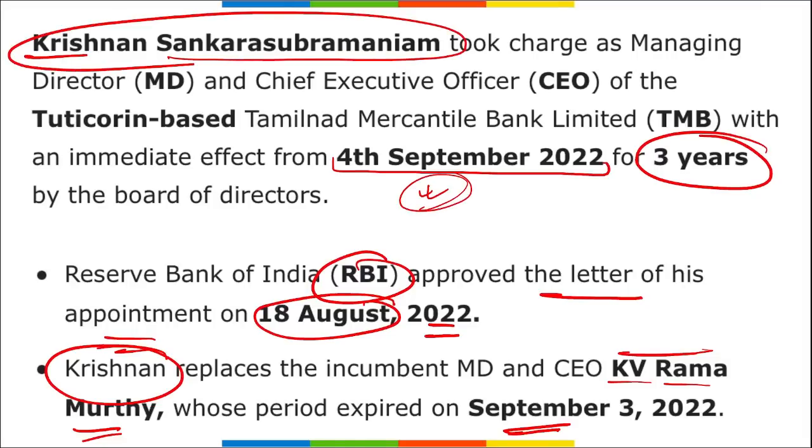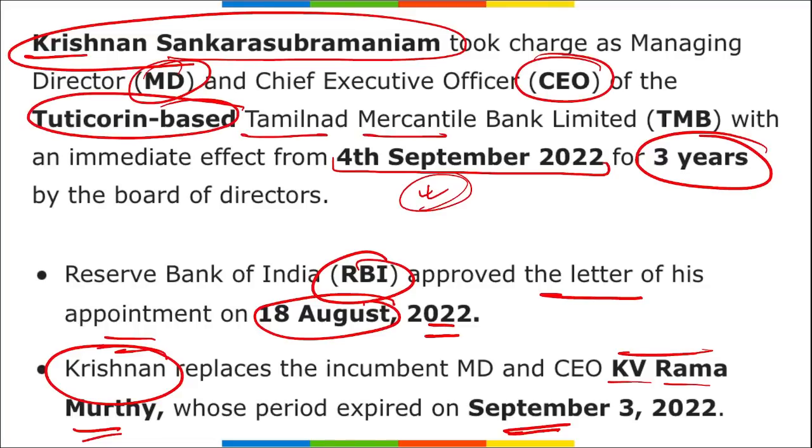Krishnan Sankara Subramaniam sir will take charge as the managing director and chief executive officer of Tuticorin based Tamil Nadu Mercantile Bank Limited, that is your TMB Bank, and for how long? For 3 years from 4th of September 2022.